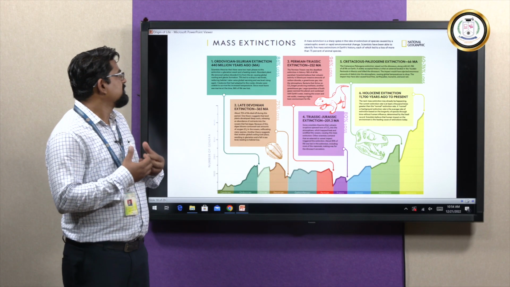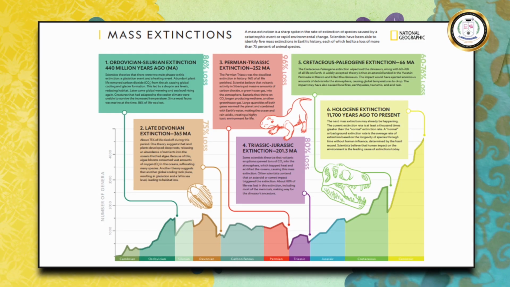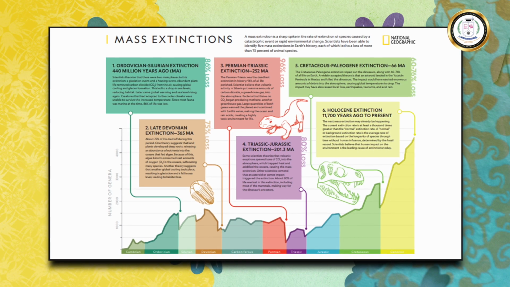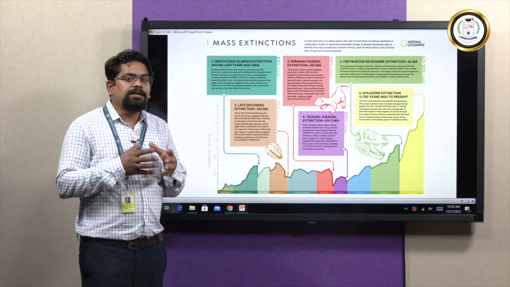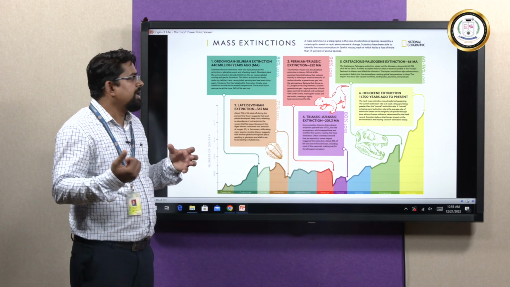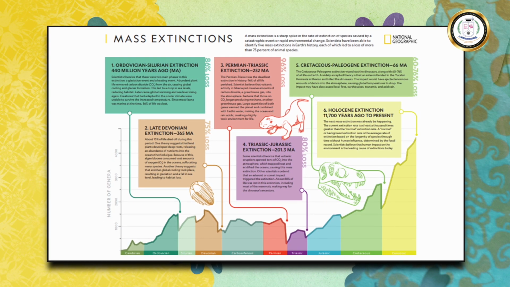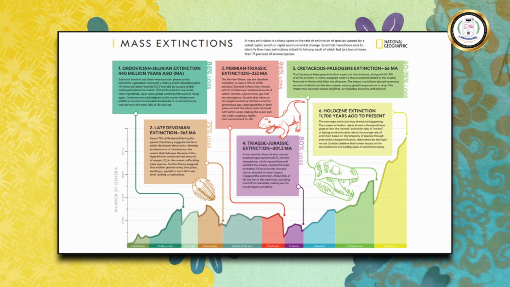There have been several mass extinctions reported. For example, the Ordovician-Silurian extinction around 440 million years ago, where 86% of the biodiversity was lost. At that time, as I have said in the previous slide, most of the diversity was in the marine environment. So most of the species which would have been lost during these extinctions belong to marine organisms.